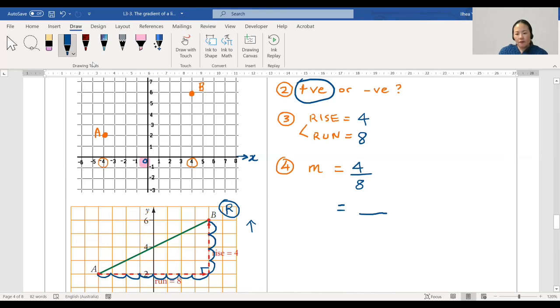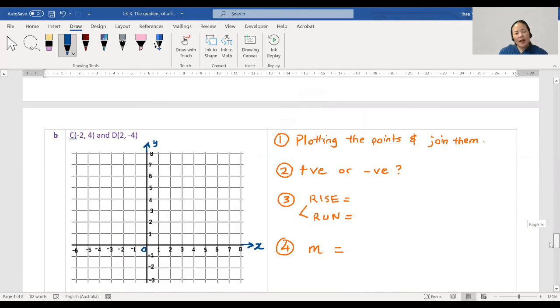So what's half of 4? 2. And half of 8 is 4. And I can still go one more time, isn't it? Because 2 and 4 are still even numbers. I can simplify. So half of 2, 1. Half of 4, 2. Now, 1 is on my numerator, so I can leave it as it is. If it was on the denominator, I don't count it. So that's my gradient for this interval.